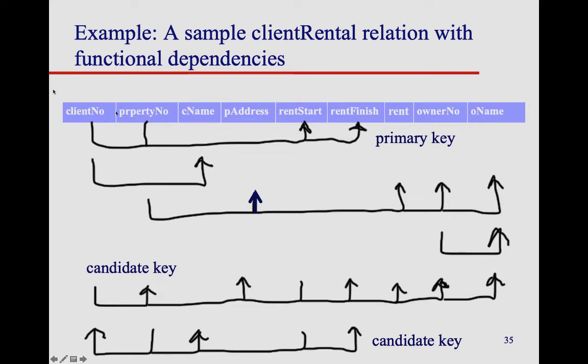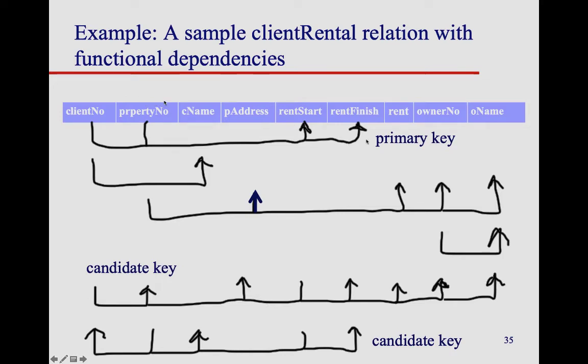So here, the client number and the property number uniquely determine when the lease starts and finishes. And I'm assuming no client leases the same property twice. If I did, I would have to add the starting date of the lease to the primary key or to the left-hand side. But I'm assuming in this case that knowing a client and knowing the property uniquely determines when the lease started and when it ended.